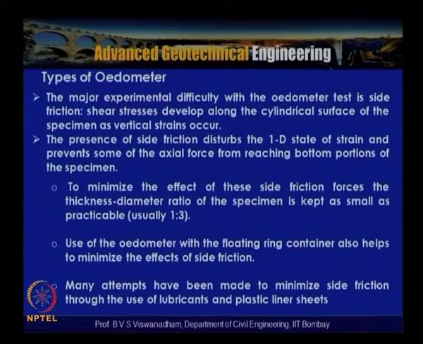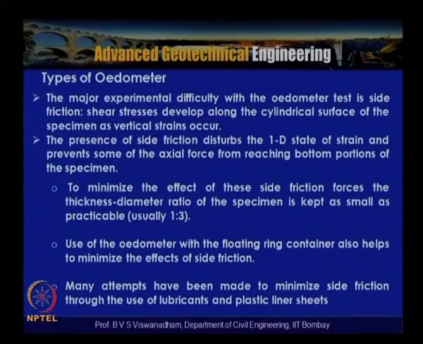In the oedometer test, there are two types of oedometers: the fixed ring oedometer and the floating ring oedometer, that is, the oedometer with a fixed confining ring or the oedometer with a floating confining ring.